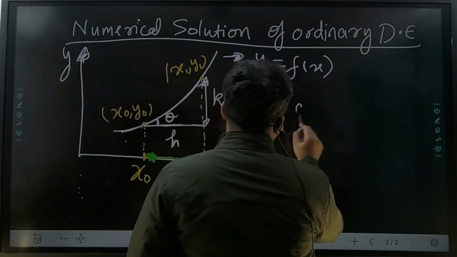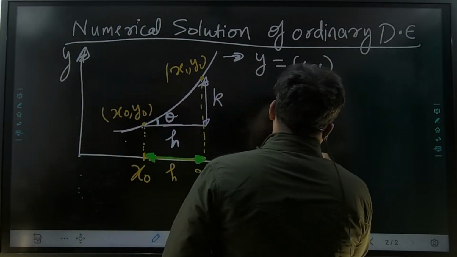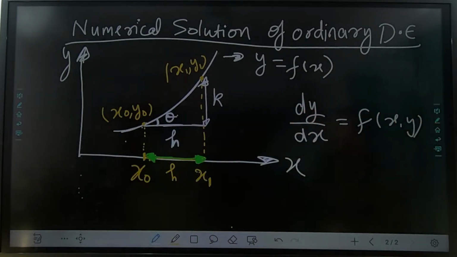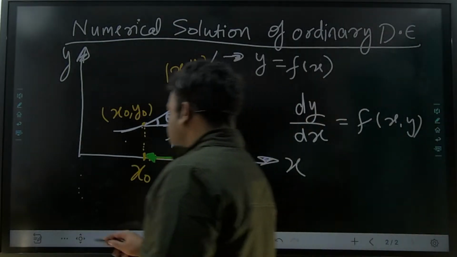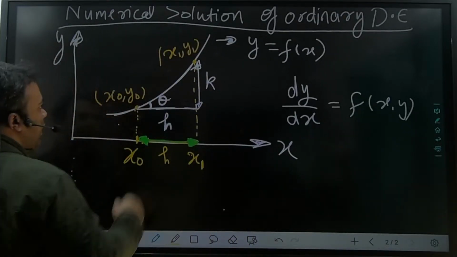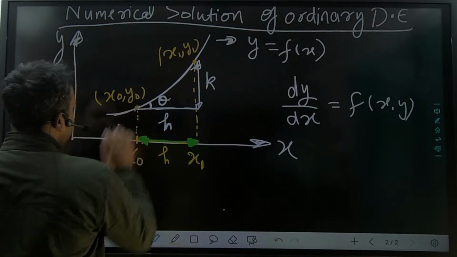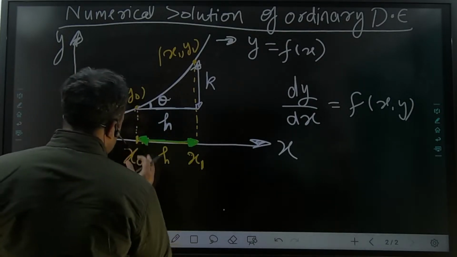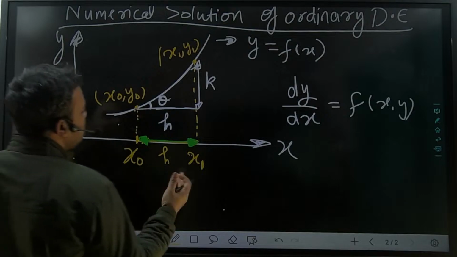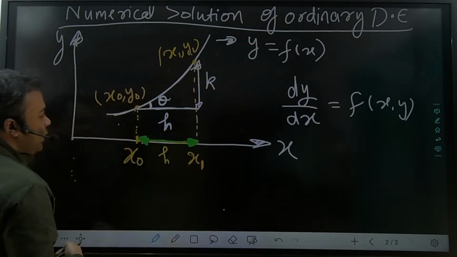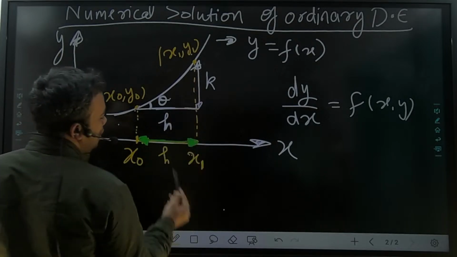Now let's say we have been given a differential equation, dy by dx as some function of x and y. My objective here is to find the value of y1. In the question you will be given some initial boundary condition: at x is equal to x naught, y is equal to y naught. Then they will ask you what is the value of y at a particular value of x, so the value of y1 at the x1 input.